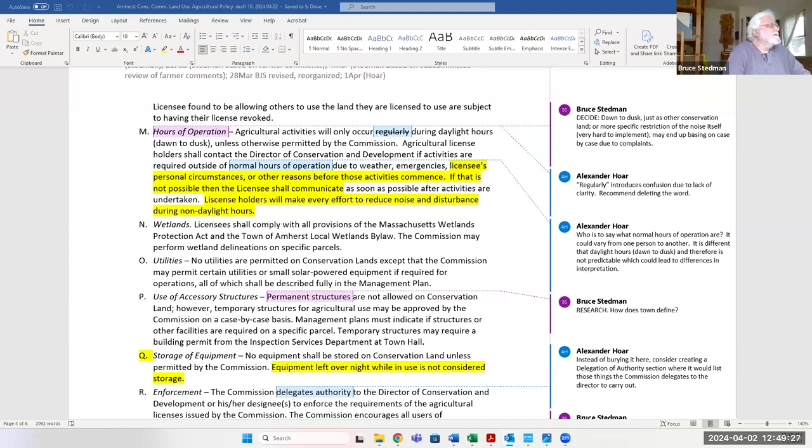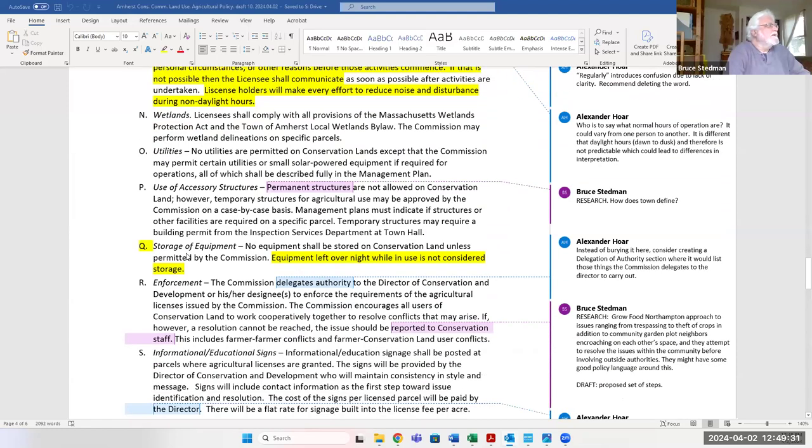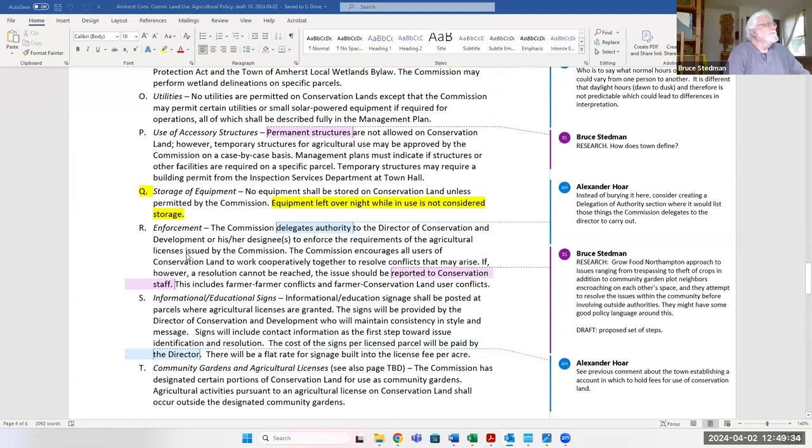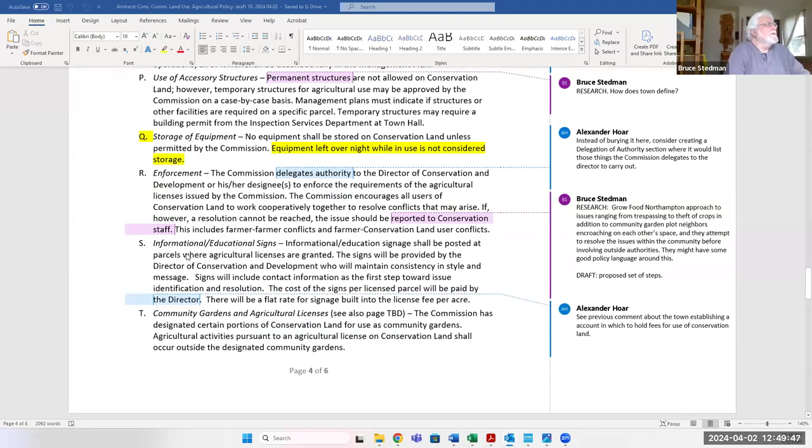Yeah. Okay, so in Q, there's some additional language about stuff left overnight. And then in R, Alex had a thought about how to address the delegating of authority, whether it's in the proper place. So I could do some reorganizing there. And then I had a research question, which I haven't fully addressed yet. So I'll try to do that.